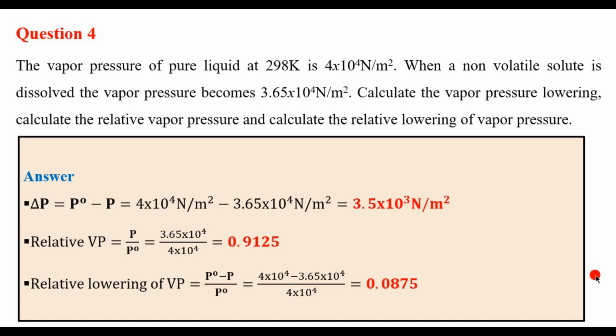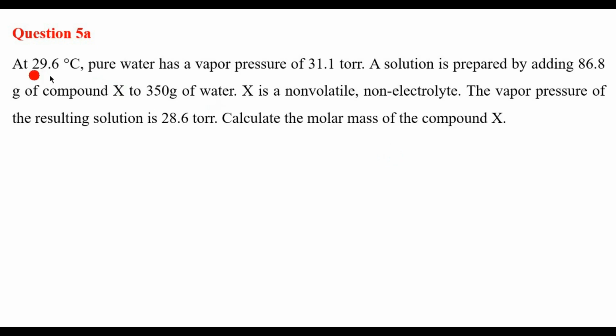Let's go to question number 5. Question number 5 has two sub-questions. We have sub-question A and sub-question B. Let's see, the sub-question A is saying, at this temperature, the pure water has a vapor pressure of 31.1 Torr. That means you have a vapor pressure of the pure solvent.